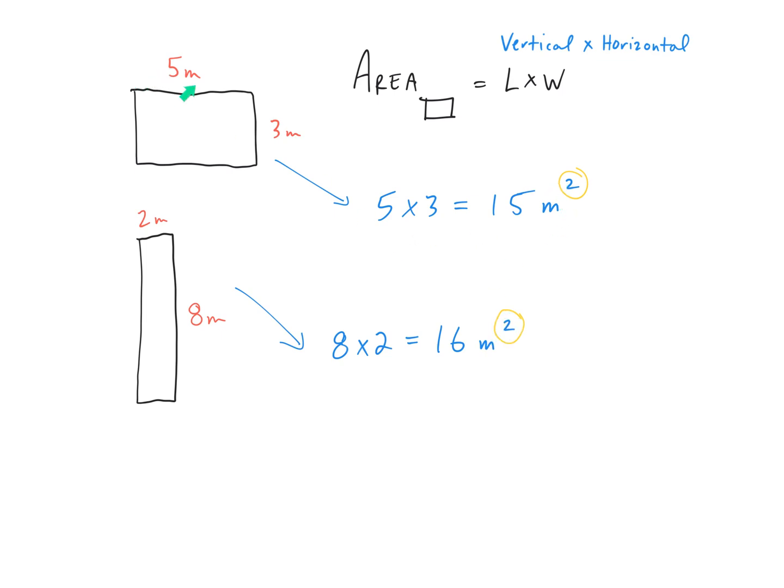Okay, so the area of this, 5 times 3, 15 meters squared. The area of this, 2 times 8, 16 meters squared. And that's how you do the area of rectangles.